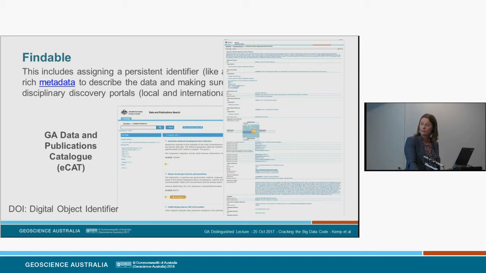Where is the data geographically located? All of these things are important because these are delivered in a machine-to-machine readable way so that machines can search them and find them.